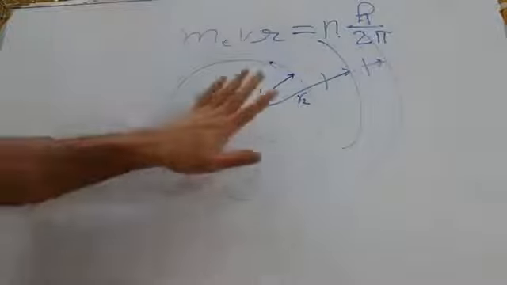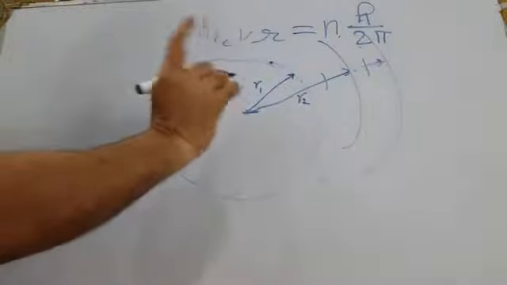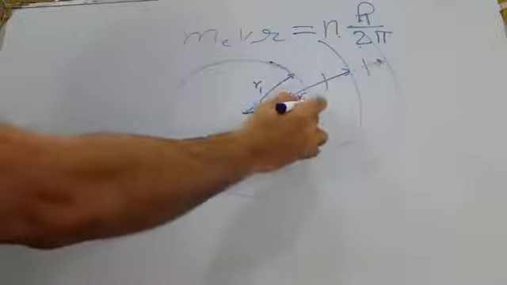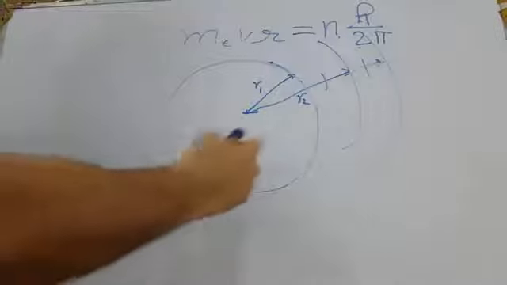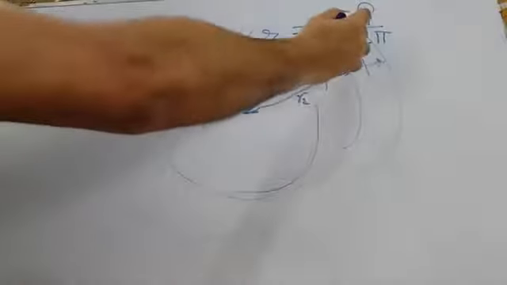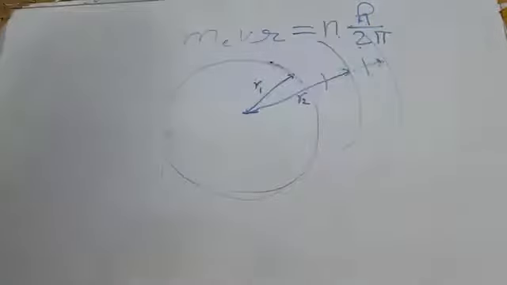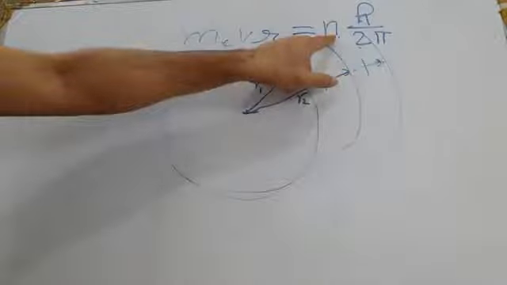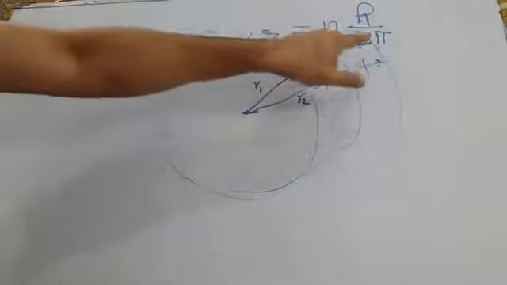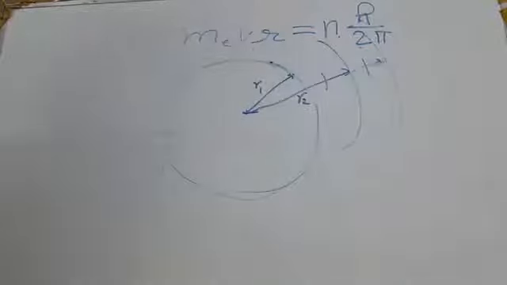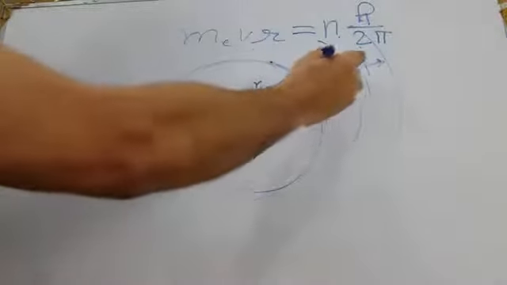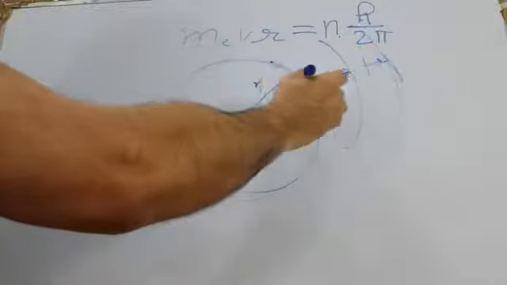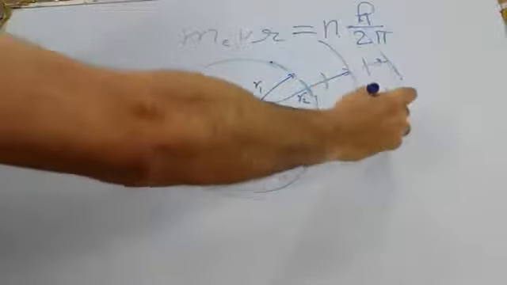I think this is now clear to you. Means the electron would remain in the shortest orbit where its angular momentum is equal to h upon 2 pi. Then it will go to the next where its angular momentum is 2 into h upon 2 pi, and on absorbing energy, it would only exist in specified orbits.